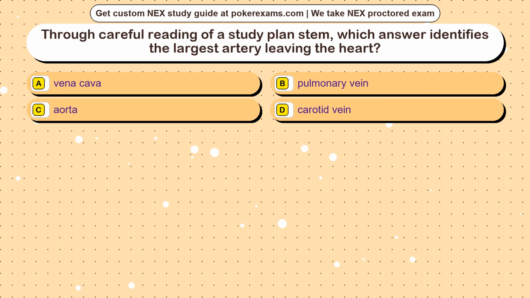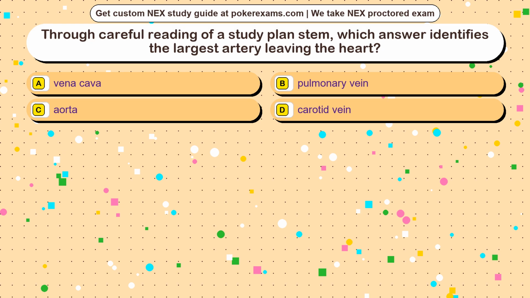Question 25. Through careful reading of a study plan stem, which answer identifies the largest artery leaving the heart? Option A, a vena cava. Option B, pulmonary vein. Option C, aorta. Option D, carotid vein.